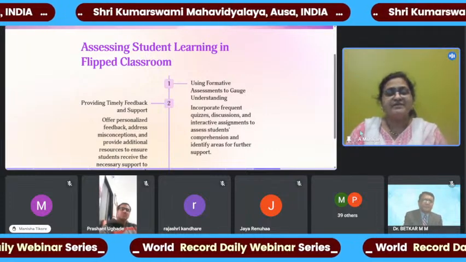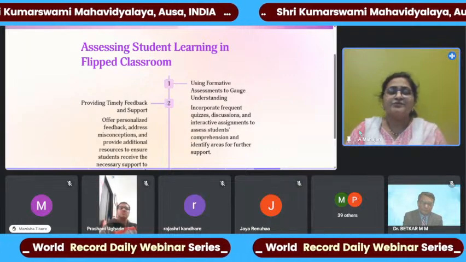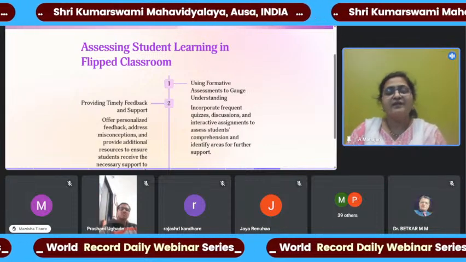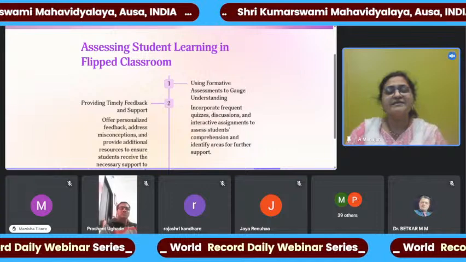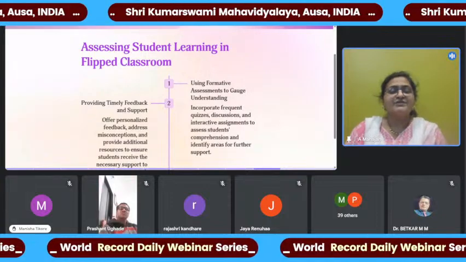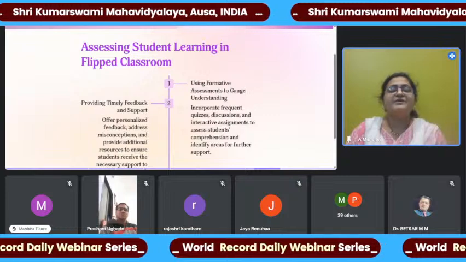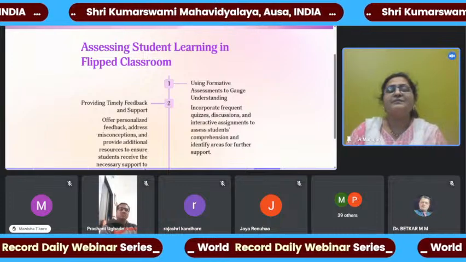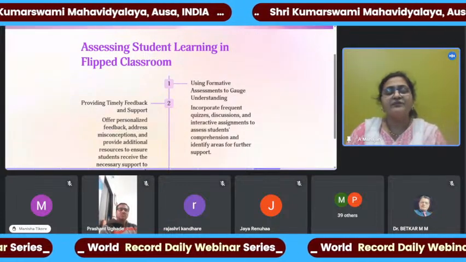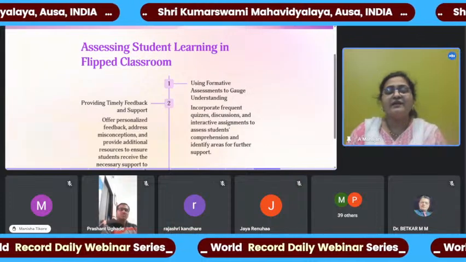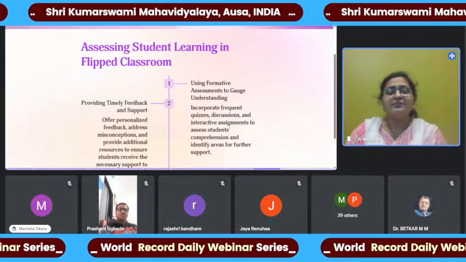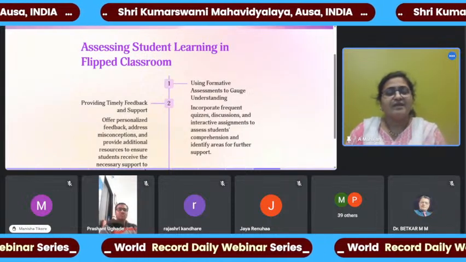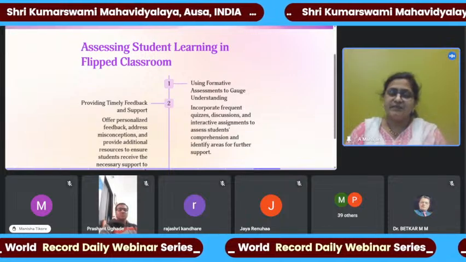So use the formative assessment to gauge the understanding, whether students have understood. If they have not understood, what is their level of understanding, where they are lagging, and what kind of next step the teacher has to take. So through the formative assessment or feedback system or other sources, the teacher can understand what next step they can take. Then incorporate frequent quizzes, discussions, and interactive assignments to assess students' comprehension and identify areas for further support. So in this way, the teacher can take steps.